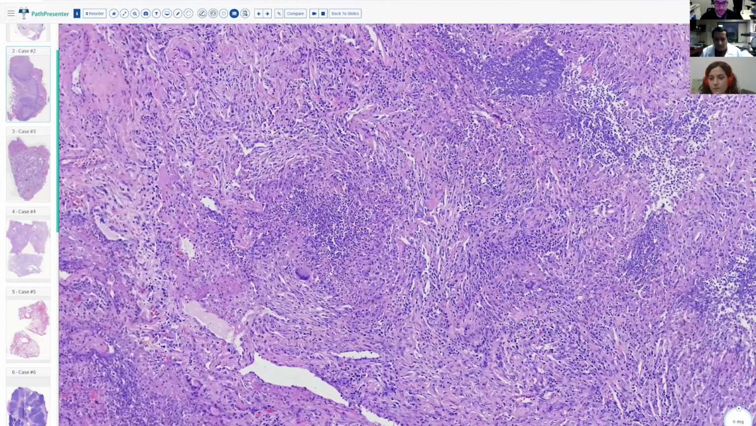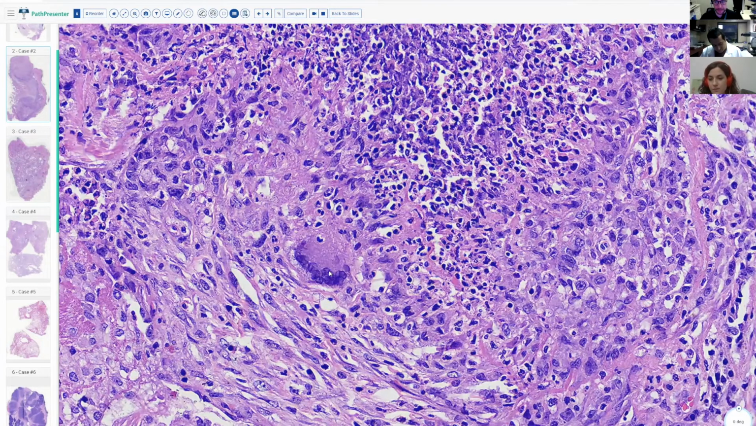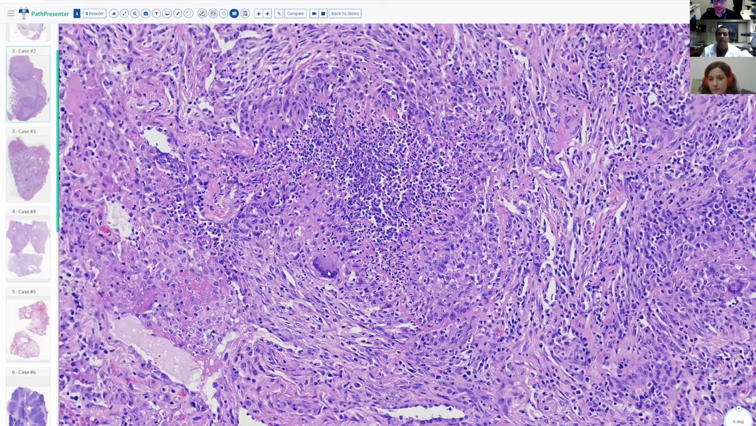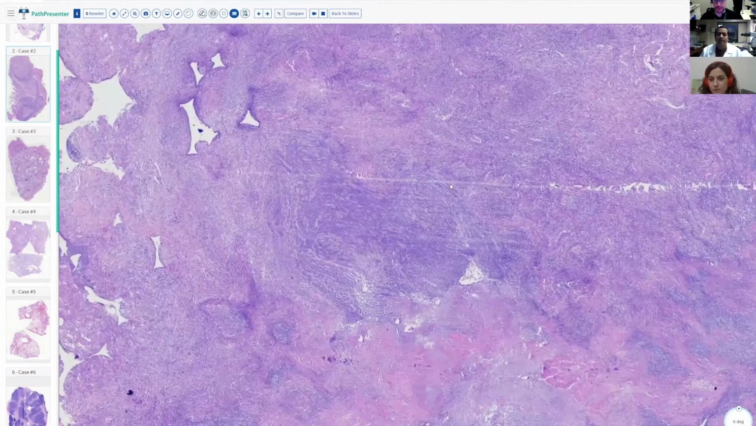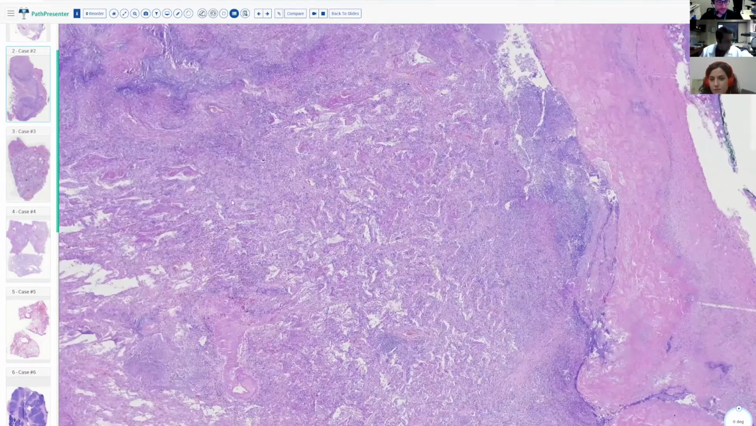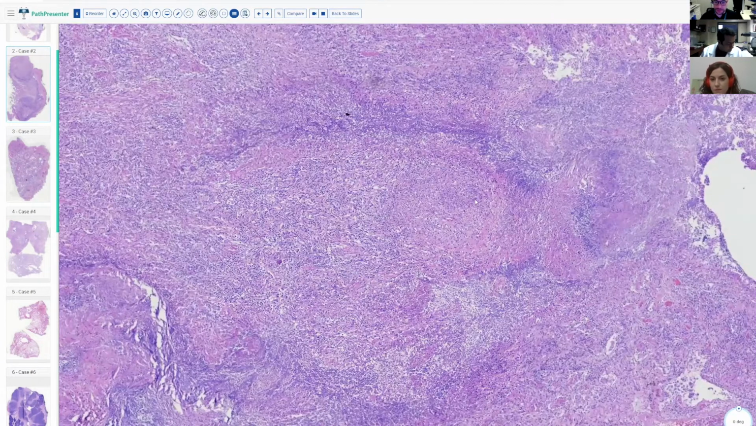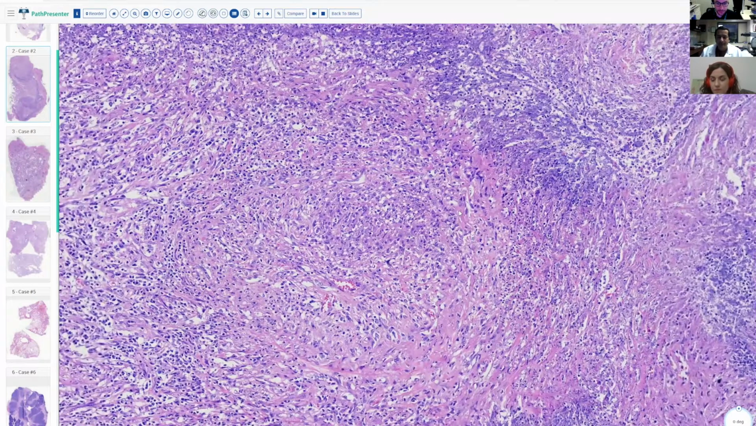So there's some cells that look like this. And then there's also some vessels or remnants of vessels that look like this.